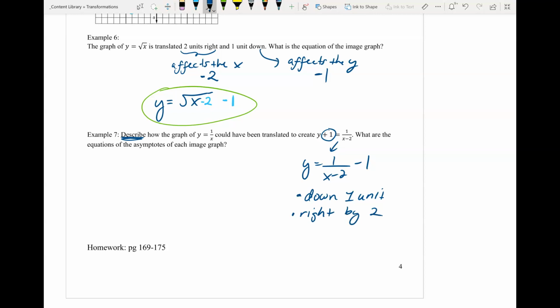And then our equations of the asymptote is we have a vertical asymptote and a horizontal asymptote. The vertical asymptote, we're going to look at our denominator to figure that out, and our denominator can never be 0. So if x was 2, that's when that would occur. So our VA is at x equals 2. Our HA is determined by this negative 1, which is going to be y equals negative 1.